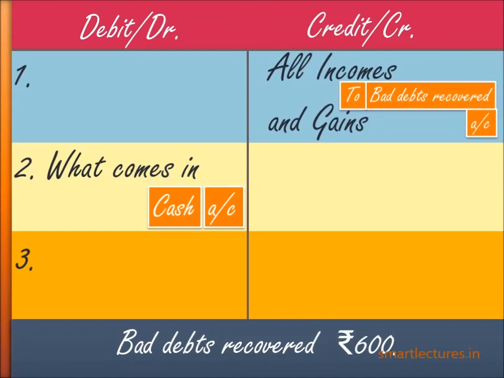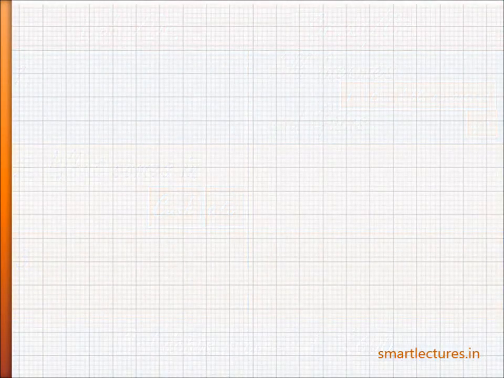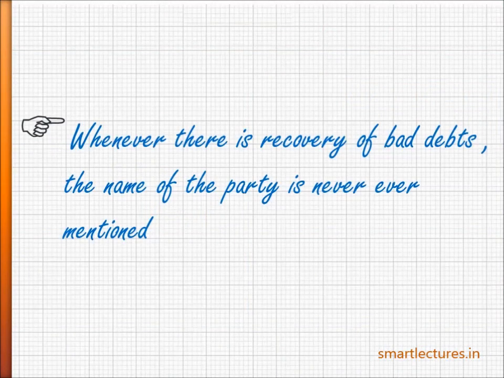Have you noticed this money was received from C because this is the bad debts recovery from C, but we have not mentioned the name of the giver. In this transaction, the giver is C, but whenever there is recovery from the bad debts, or you can say bad debts recovered, the name of the party is never ever mentioned.